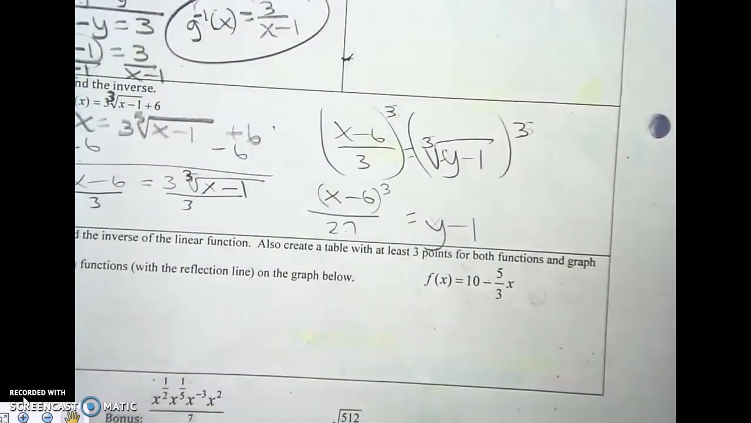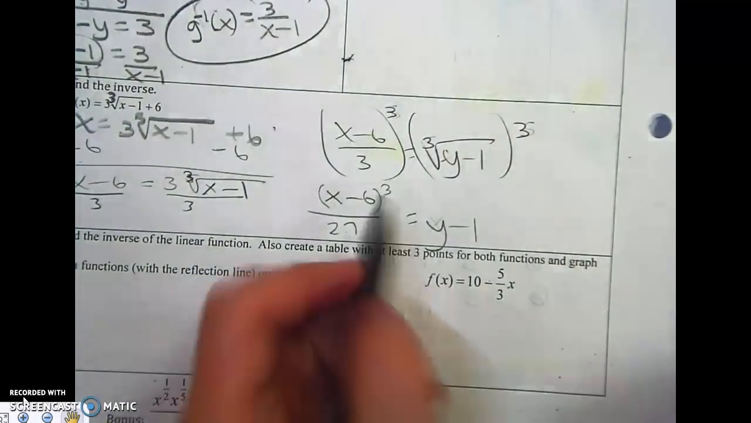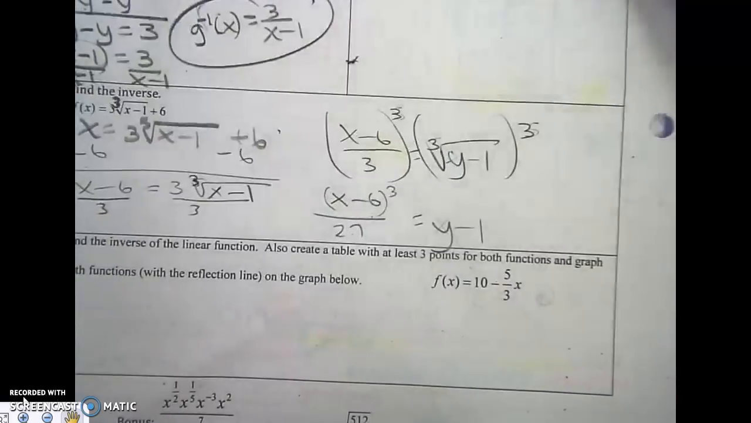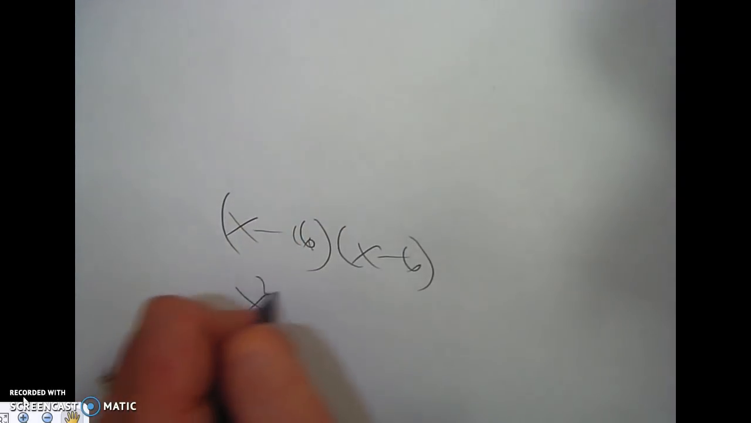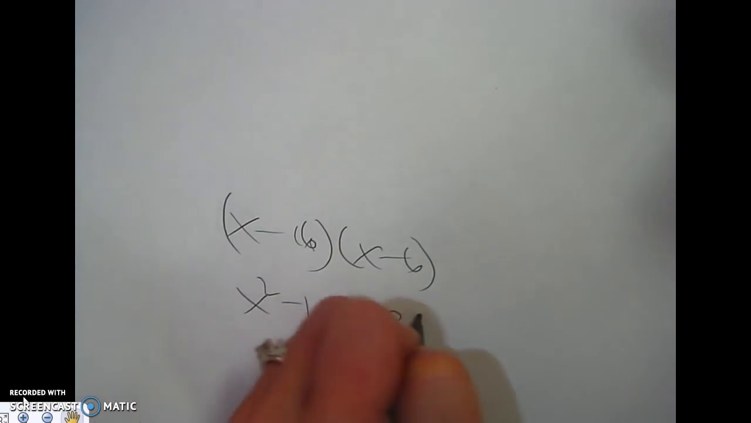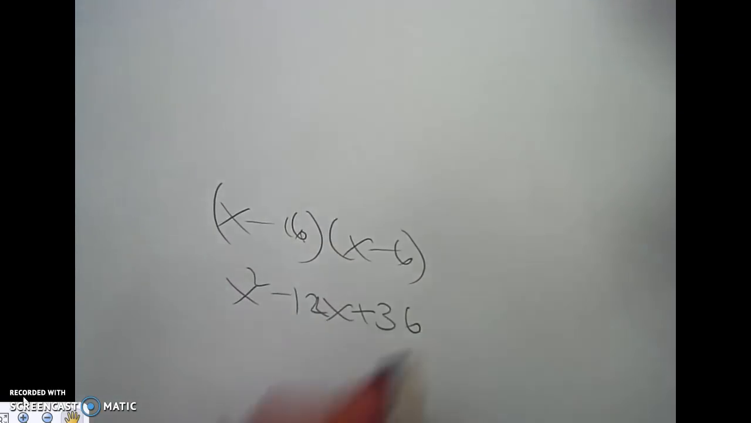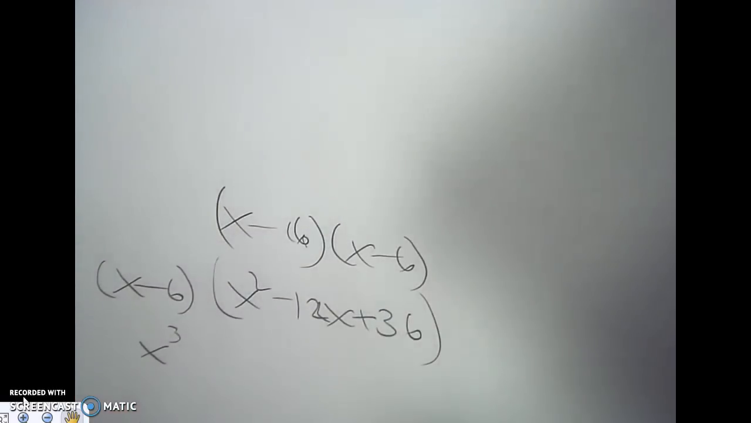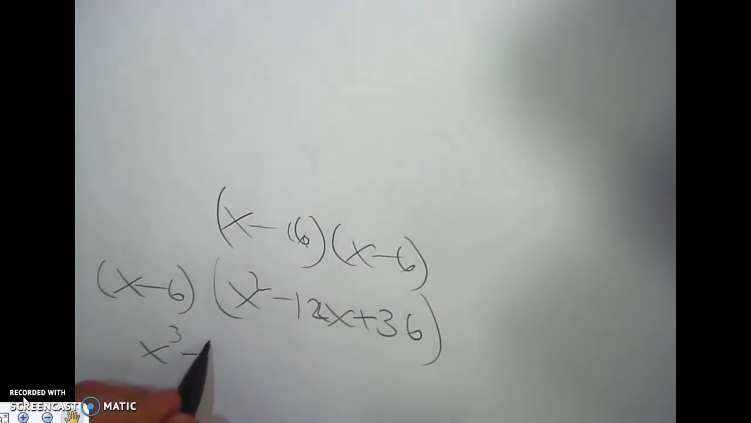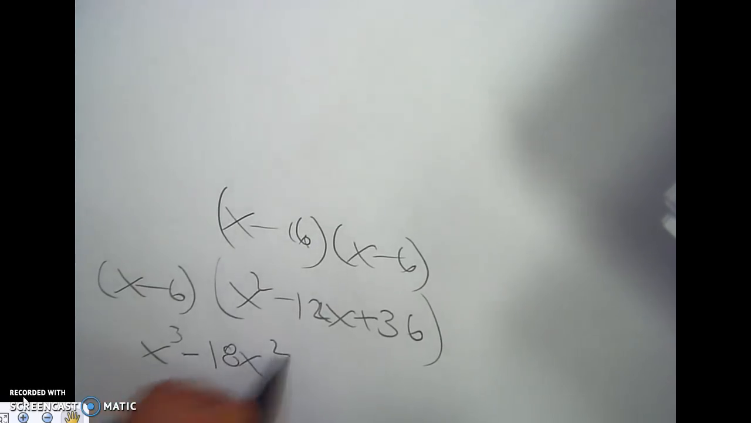Okay. Now what I'm going to have to do is box out (x minus 6) cubed. So if I'm going to box out (x minus 6) cubed, what I'm going to do is x minus 6 times x minus 6, which is x squared minus 12x plus 36. You'll box that out yourself. And then I multiply that by x minus 6. And I get x cubed, let's see, minus 6x, minus 18x squared.